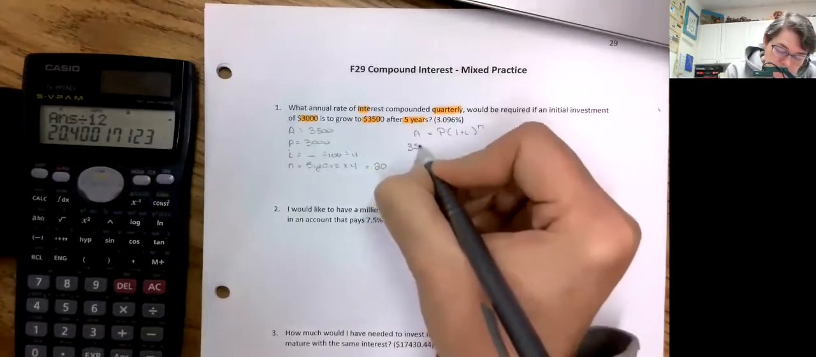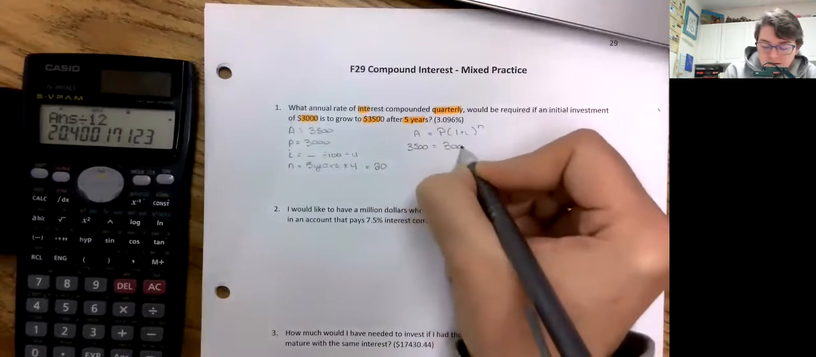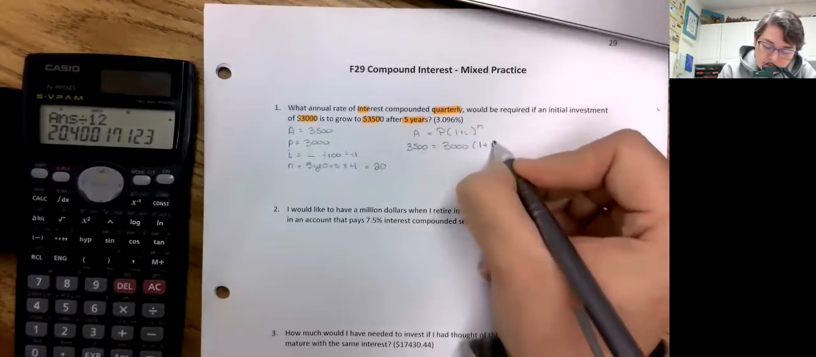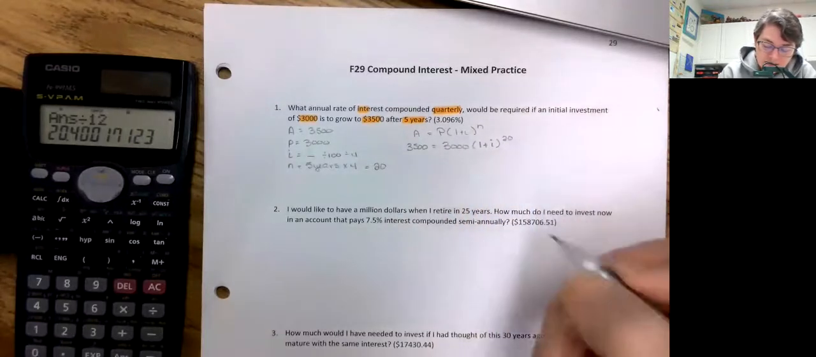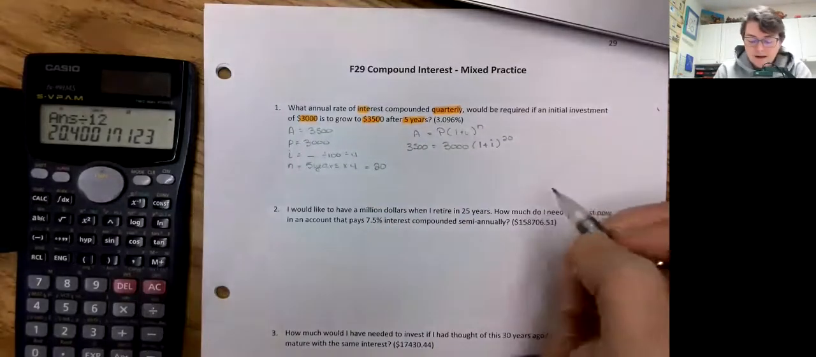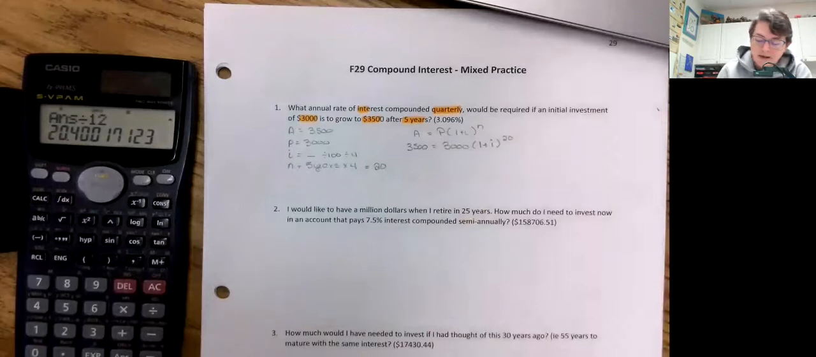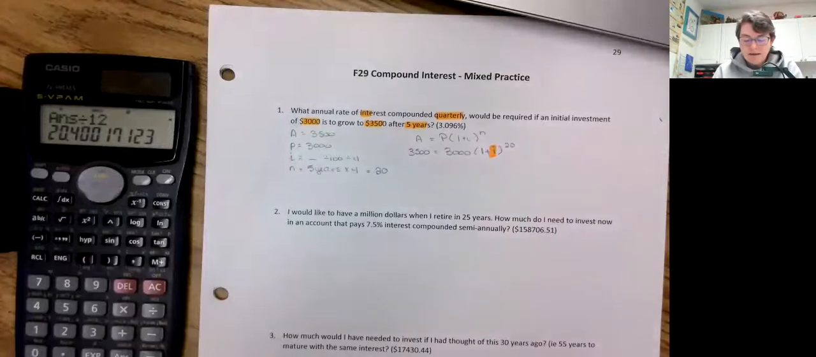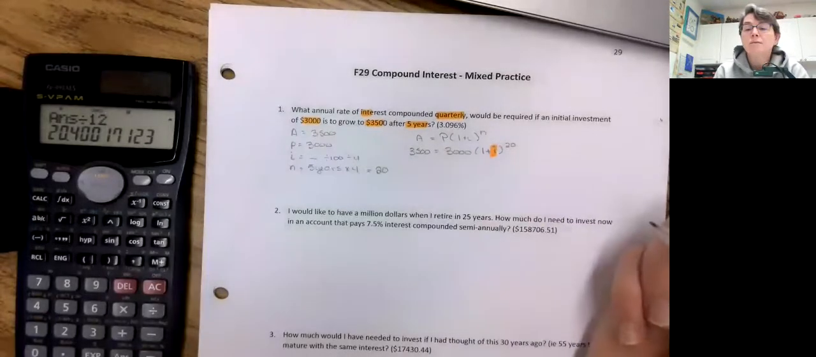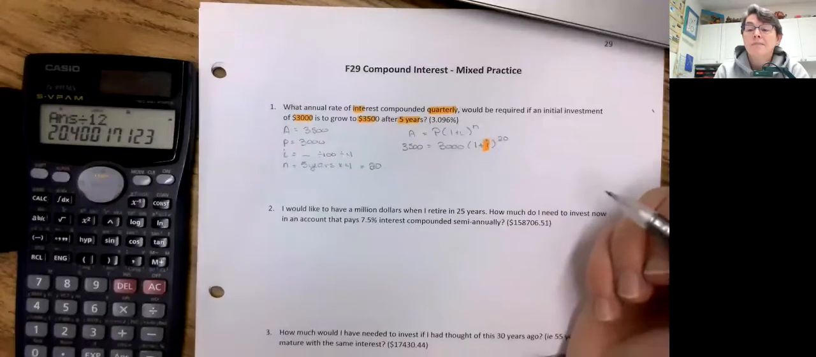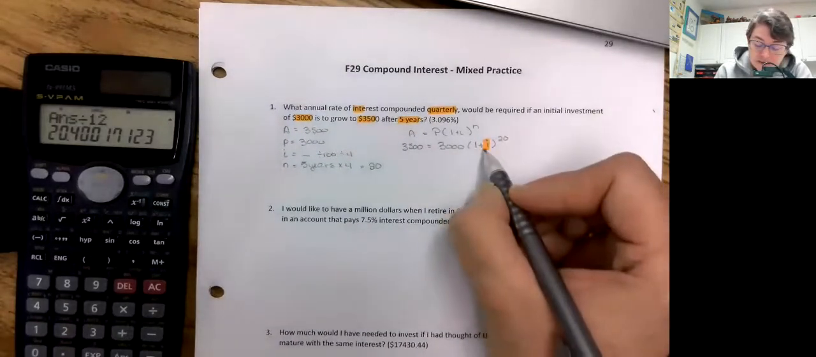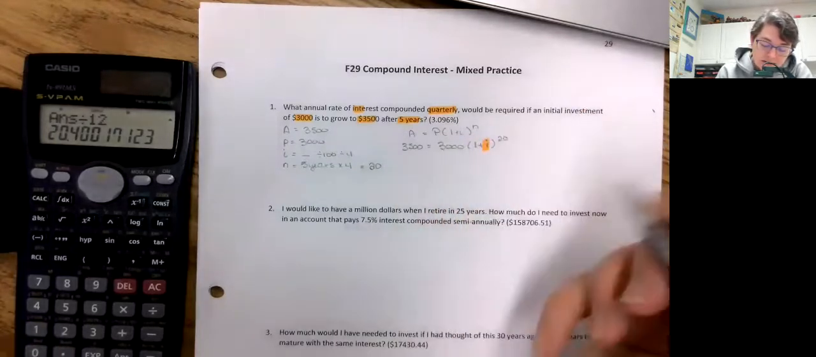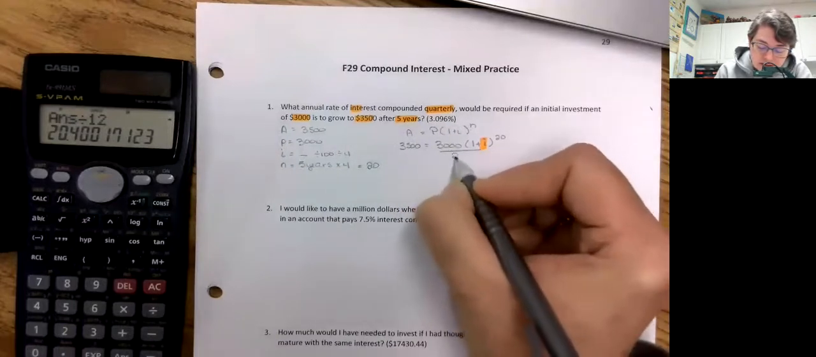So 3,500 is equal to 3,000 times 1 plus, do I know? No, that's the one I don't know, to the 20. It's got all kinds of cool stuff going on. All right, so we are trying to isolate the I. And I bet there's a master sheet that we probably should have done before this. I'll make sure it's done for you. Anyway, let's get rid of the 3,000. We need to isolate this part so we can divide by 3,000. We can always do that.